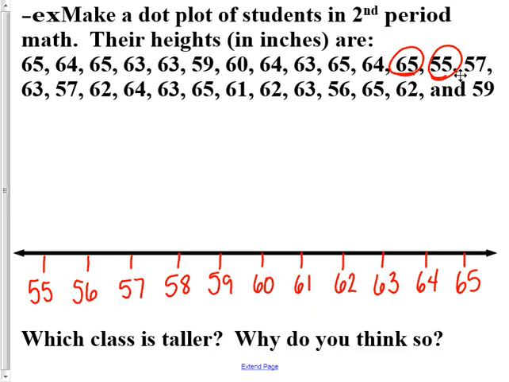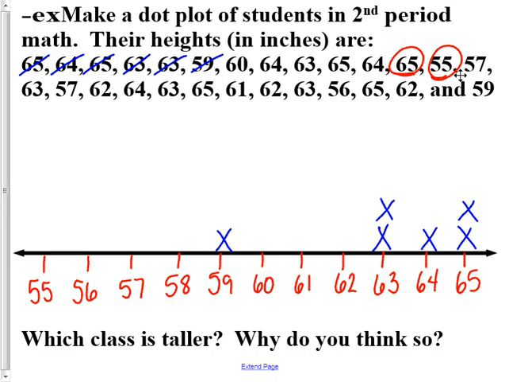I'm going to mark an X at 65 inches and mark it off my list. Then I'm going to mark an X at 64 inches, mark it off my list. Put an X at 65 inches, mark it off my list. Put an X at 63 inches, mark it off my list. Put another X at 63 inches, mark it off my list. Put an X at 59 inches, mark it off my list, so forth and so on.